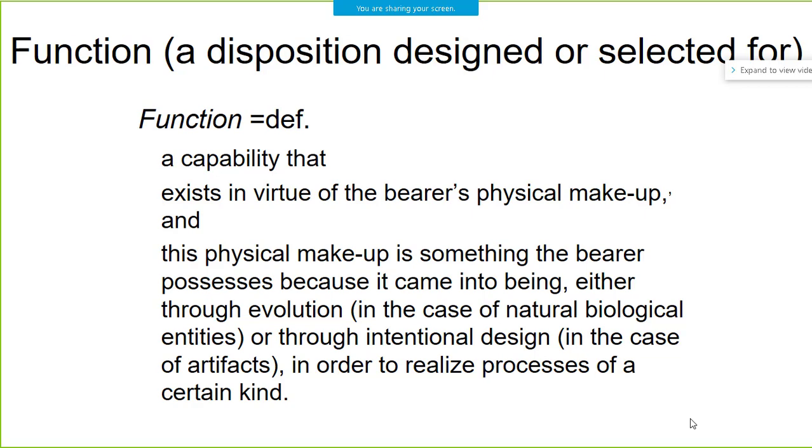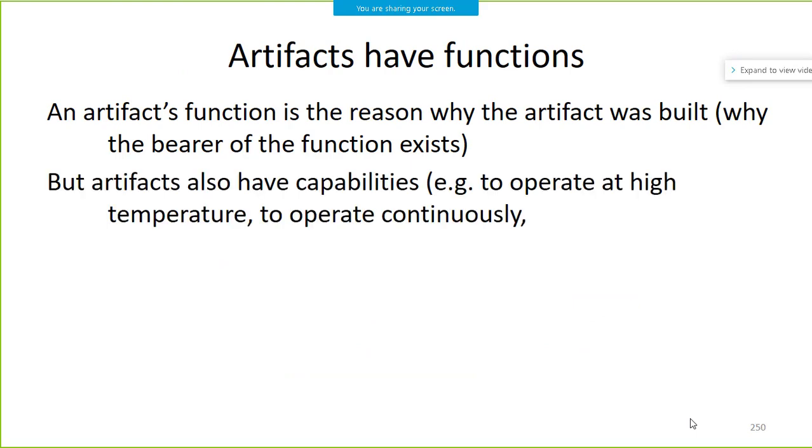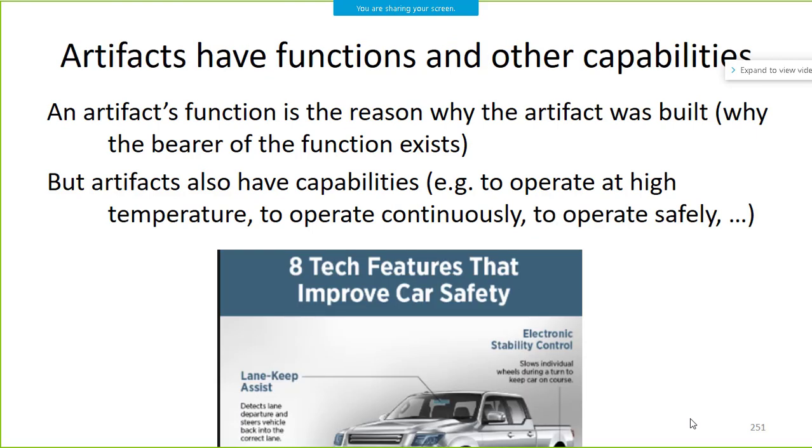Now, artifacts have functions. They also have capabilities to function at higher temperatures, to function continuously, to function even on the way to Mars, and so forth, or to function more safely. They are capabilities. Capabilities are dispositions that entities have which bring benefits, but which only in some cases function. In other cases, they just come along for the ride.